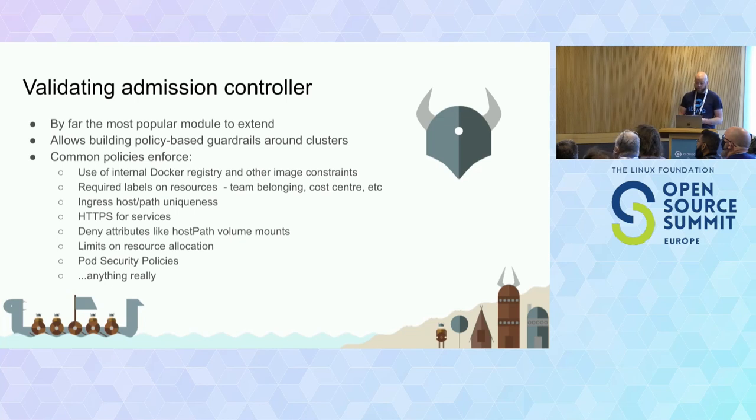Ingress and host path uniqueness, that's another one. And that's an interesting one, because it requires some knowledge, not just hard-coded in policy, but you also need to know what other things were deployed previously, so there's no conflict when we deploy this. TLS for your service configurations. You might want to deny certain attributes like host path volume mounts. You might want to enforce some limits on resource allocation, pod security policies, and basically anything you can think of. So if there's any rule you might want to have, OPA is your friend.